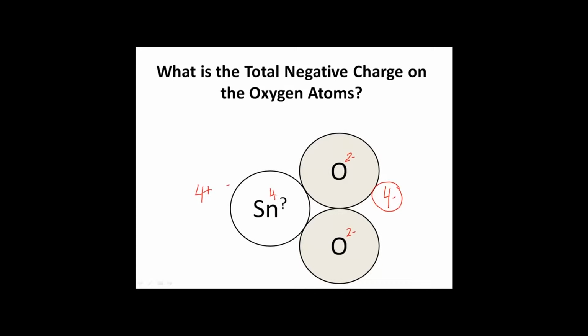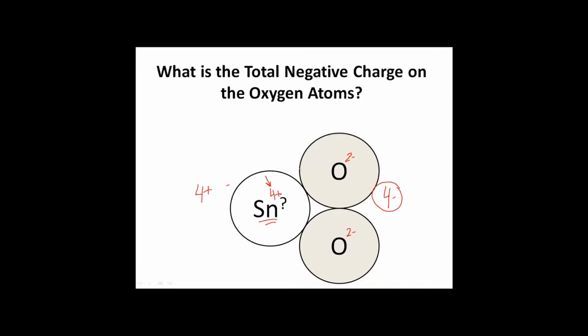So therefore, the charge on this has to be 4 plus. Tin is located below the periodic table's staircase. It is an element that has more than one charge. What you have just determined by doing this is the charge on tin.